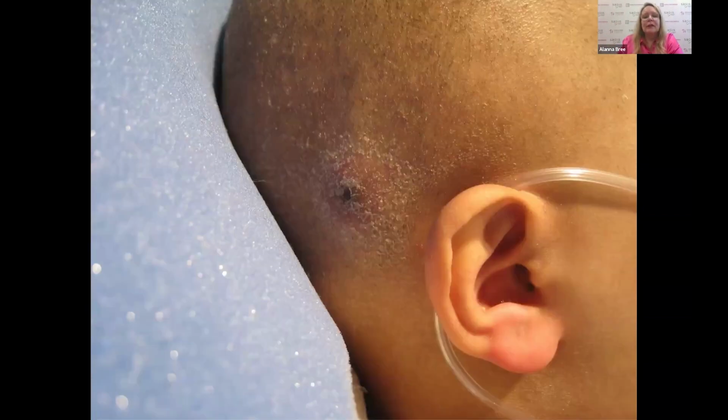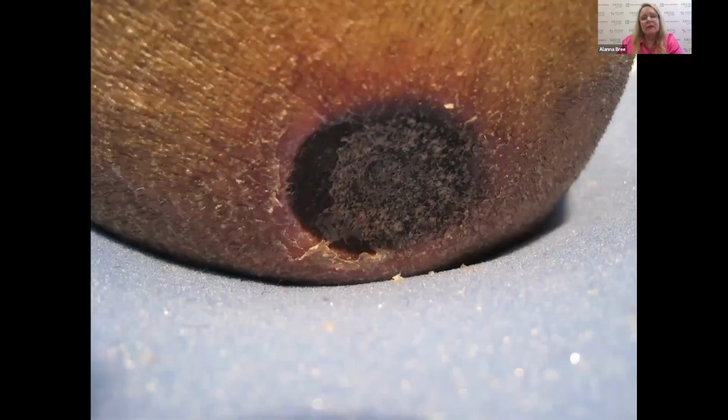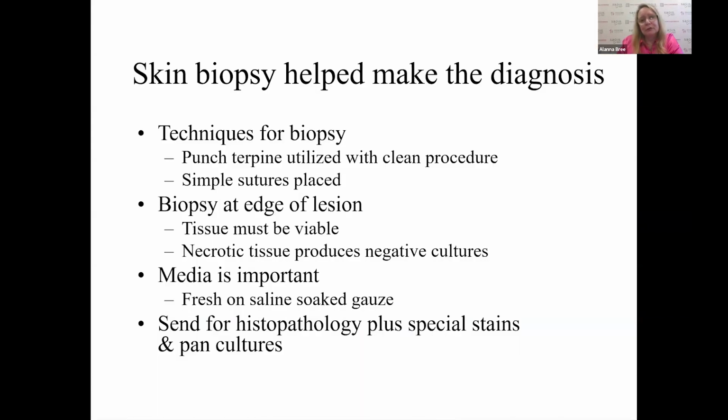This was an inflammatory kind of plaque almost that was firm to the touch and had this central necrotic eschar. And this was progression of a lesion on the scalp over time. And fortunately, the skin biopsy did help make the diagnosis.